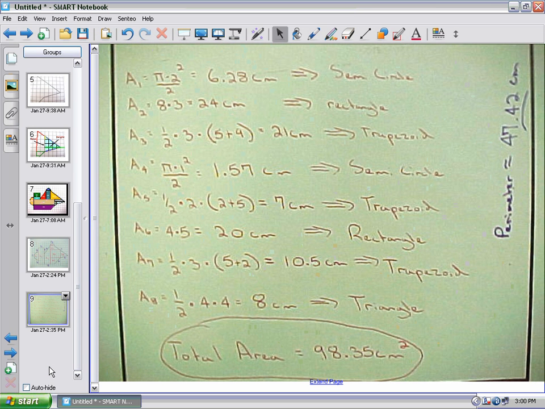This was work by the student. They broke it down. Notice that they had each of the shapes labeled, A1 all the way down to A8. They included the formula on how to calculate the area of each of these, and they even described what the shape was along the side. All this labeling helps out in the final product when we're all said and done. And in this, notice that my area came out to be 98.35 centimeters squared. This is what I'm trying to do.